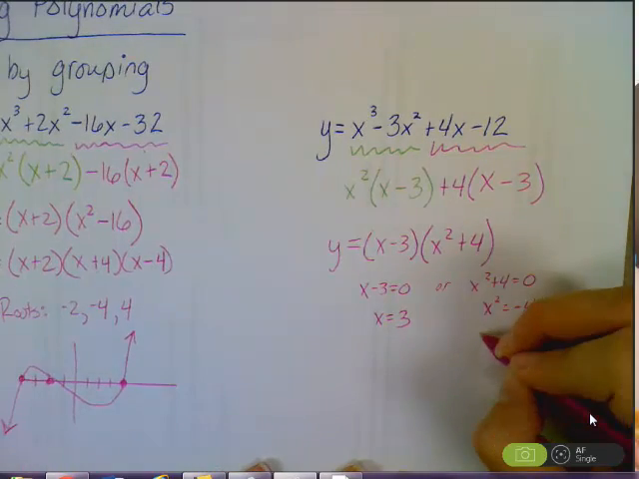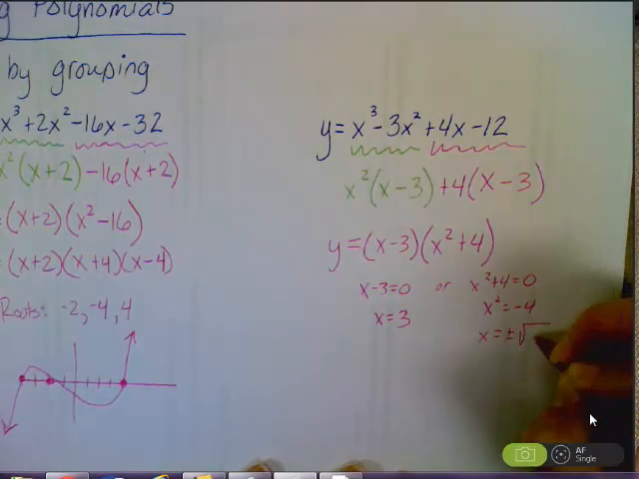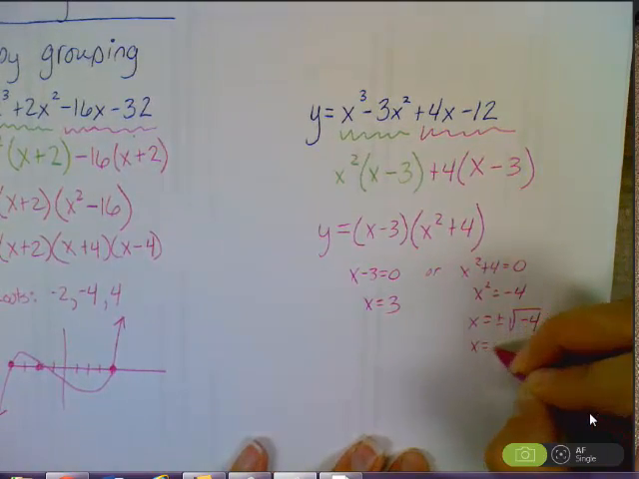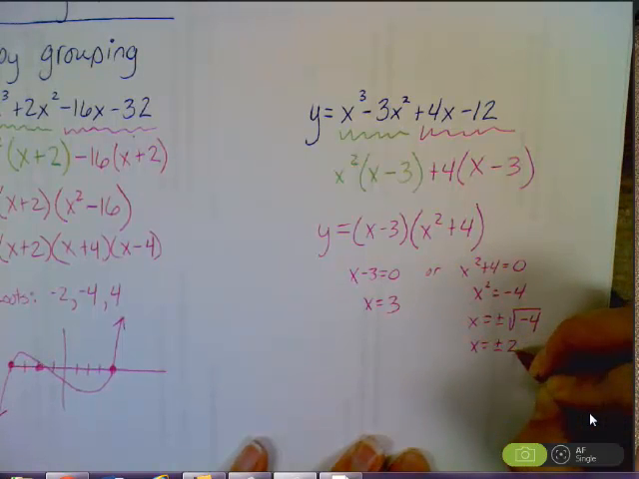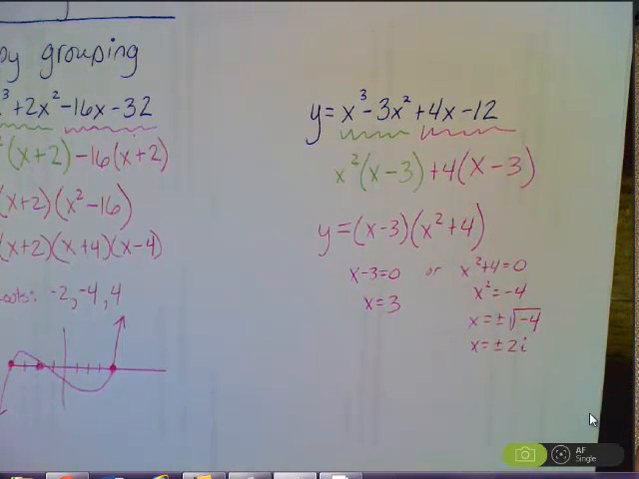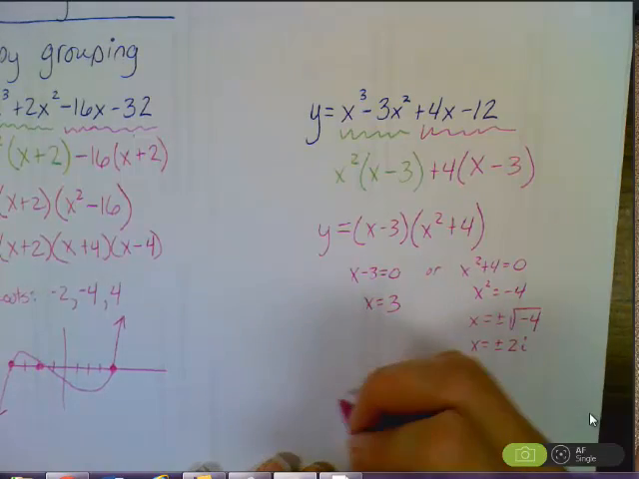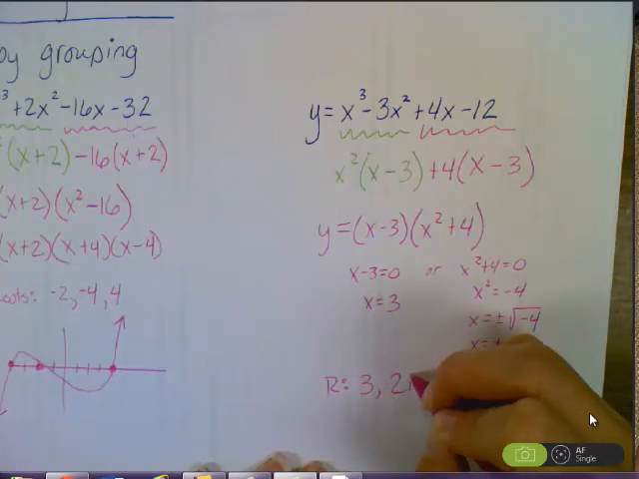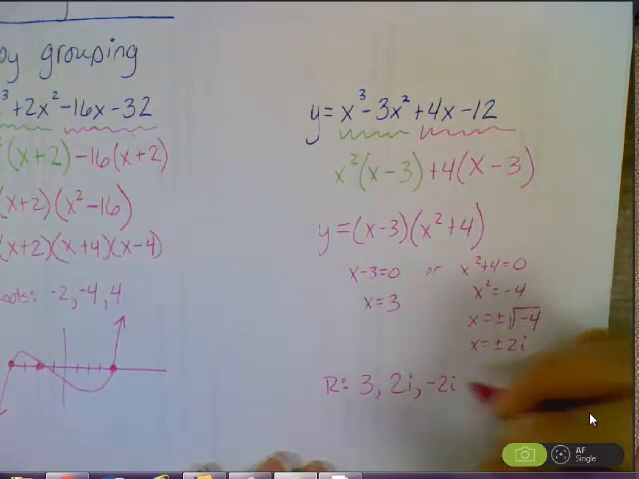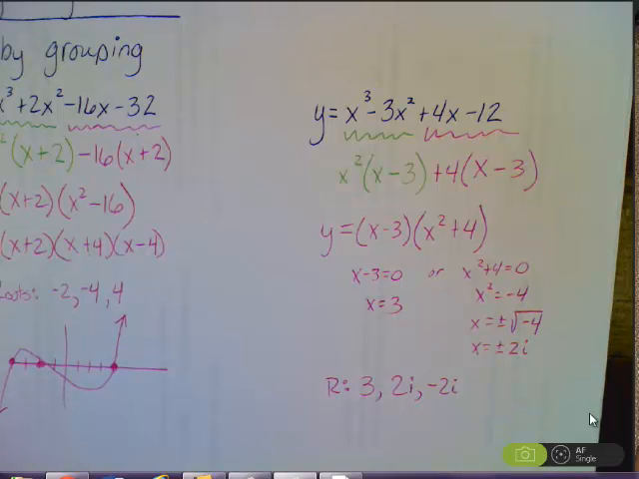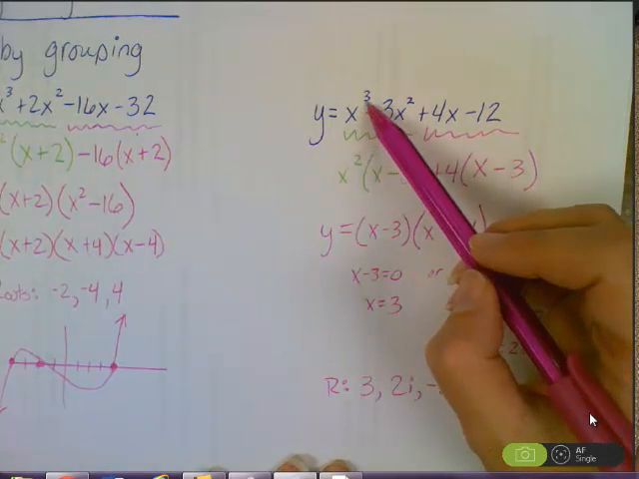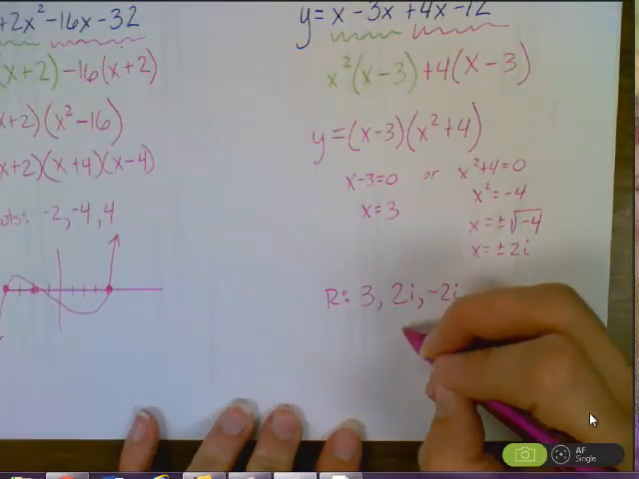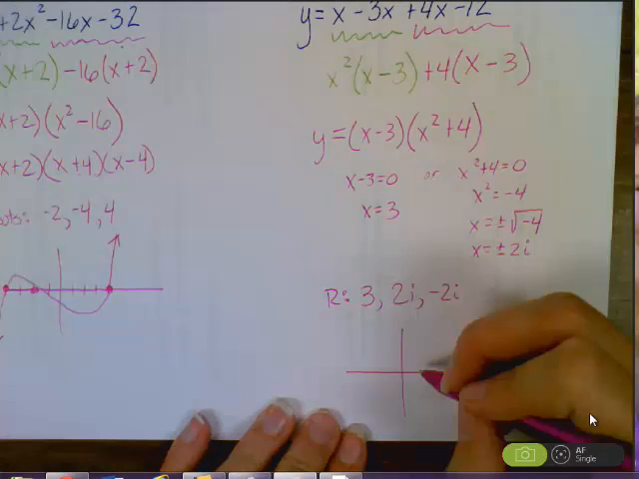If I take the square root of that, I have plus or minus the square root of -4, which is really plus or minus 2i. So the 3 roots of this graph are at 3, 2i, and -2i. So I have found all 3 roots. It was degree 3, so I knew there should have been 3 of them. Here they are. If I want to graph this one, I know I have a root at 3.